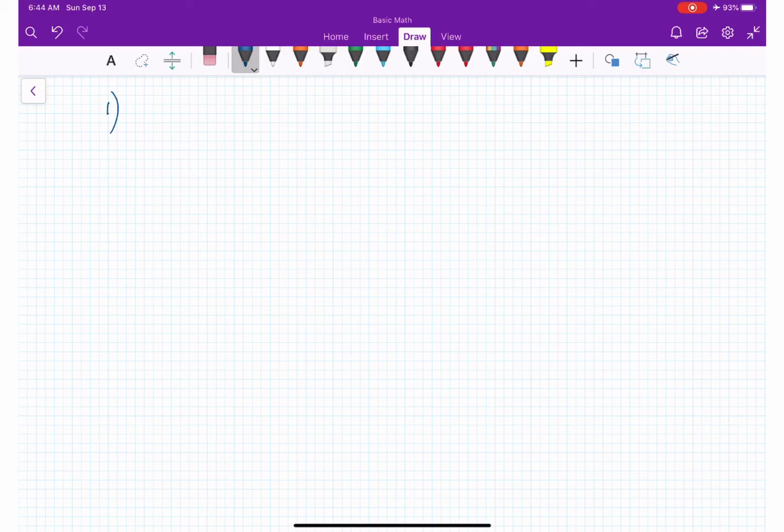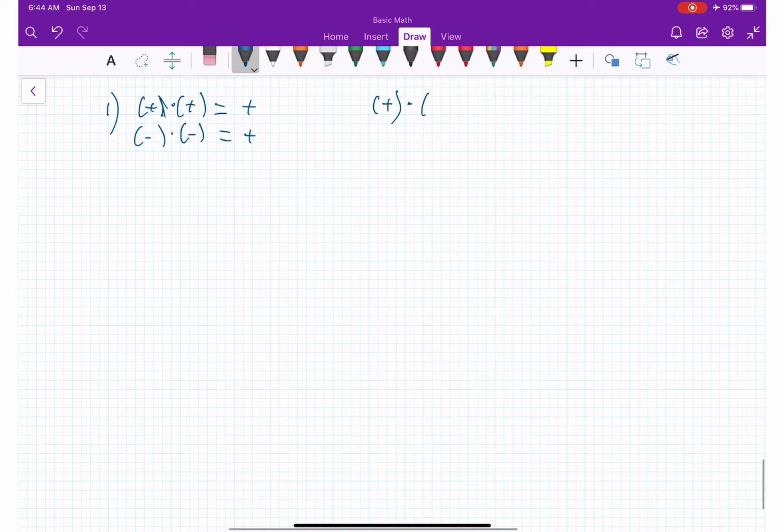So, the sign of the result is positive when both numbers have the same sign, which means if I take plus multiply by plus, I'm getting plus. If I take minus multiply by minus, I'm getting still plus. And we get negative if the two numbers have different sign, which means if one number is positive, another number is negative, the answer is negative.